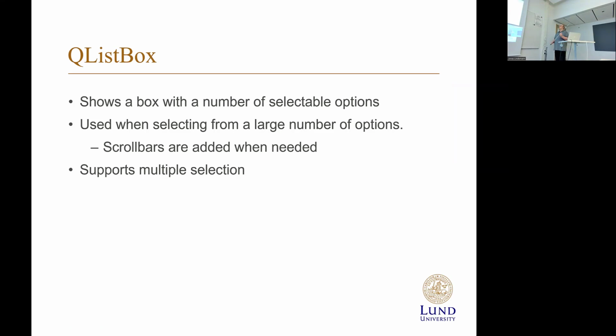List box, similar to the combo box, but it displays a number of the items all the time. So you can select a box and have a list of items to select from. You can have a large number of options in this case. And if the items in the list box are too many for the box to display, it will automatically add scroll bars to the list box.